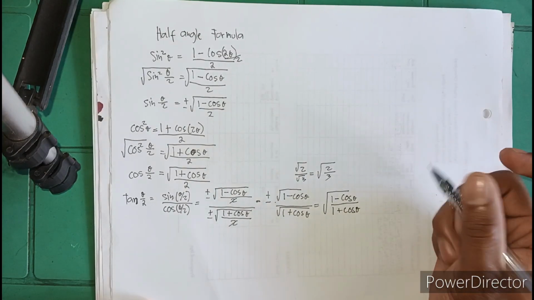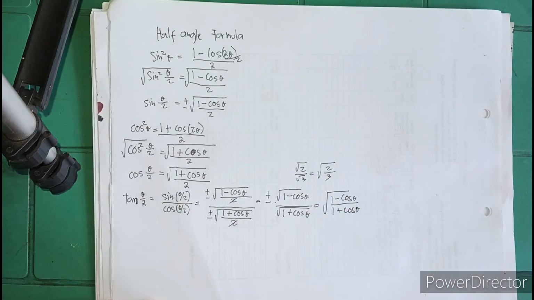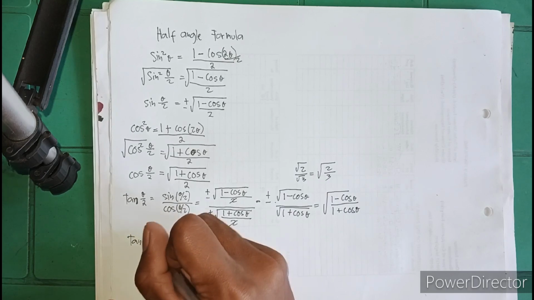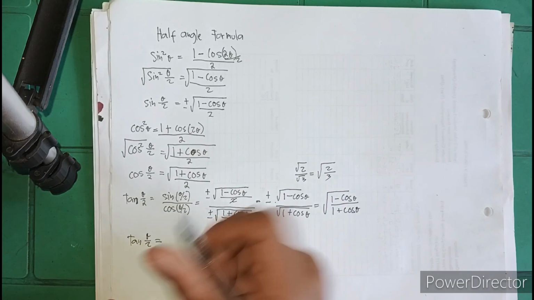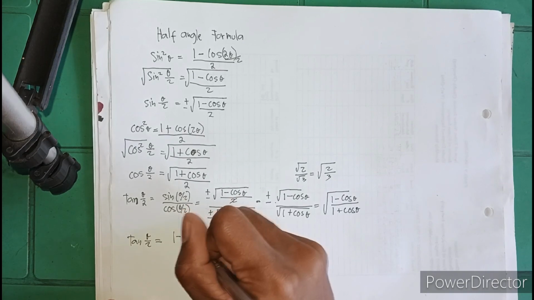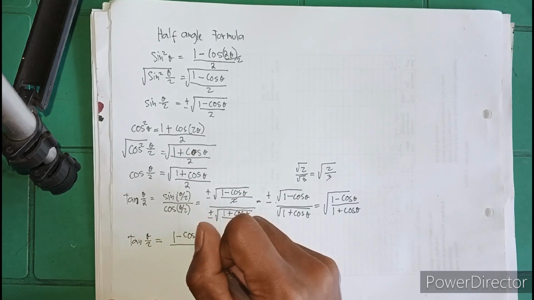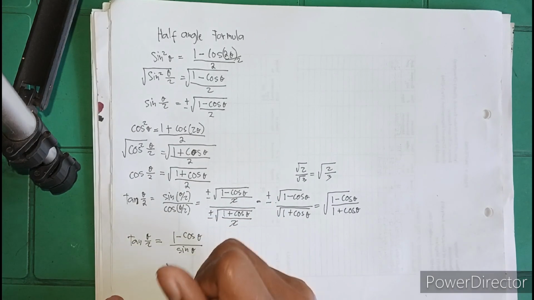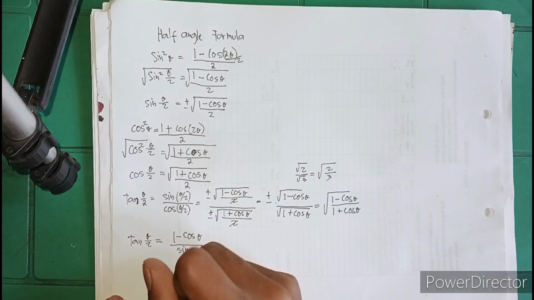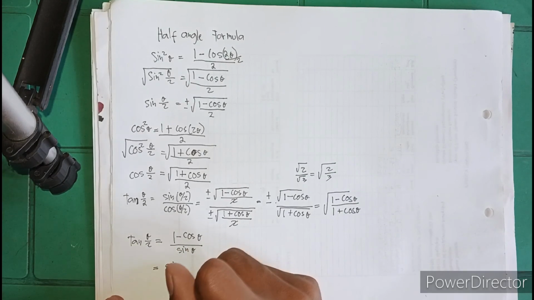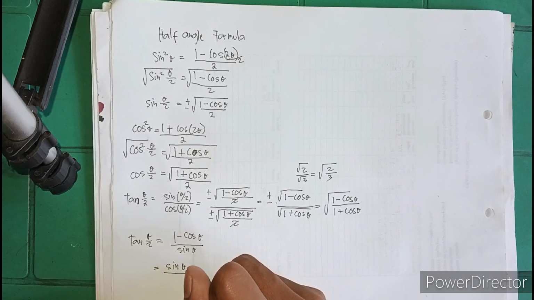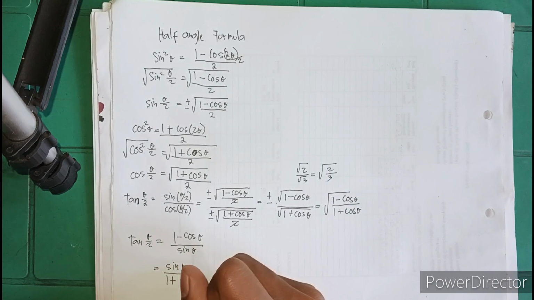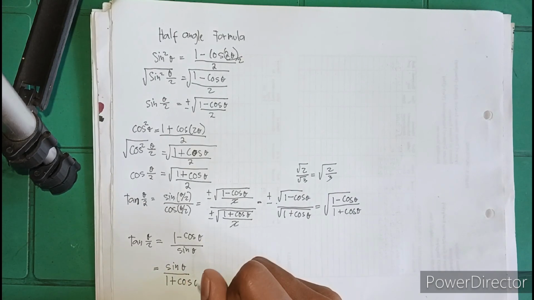So here is another formula for tangent theta over 2. Tangent theta over 2 is equal to 1 minus cosine theta over sine theta. Also, the sine theta over the 1 plus the cosine theta.